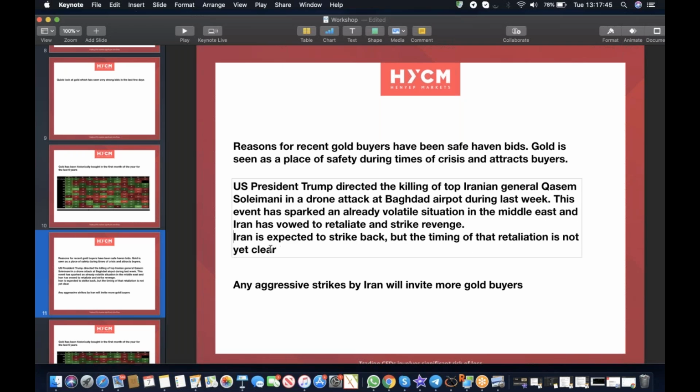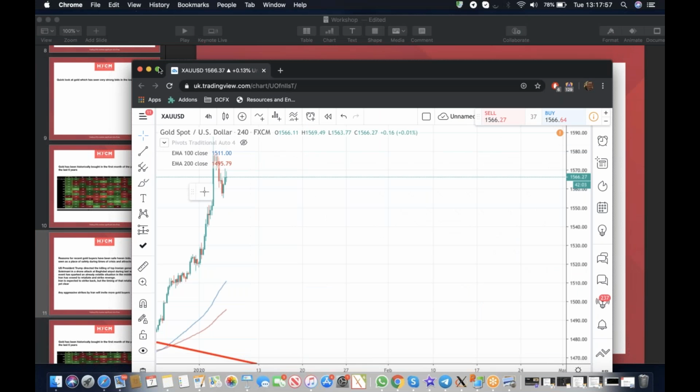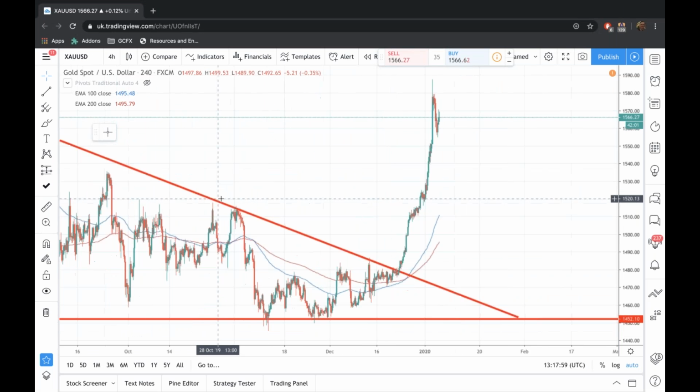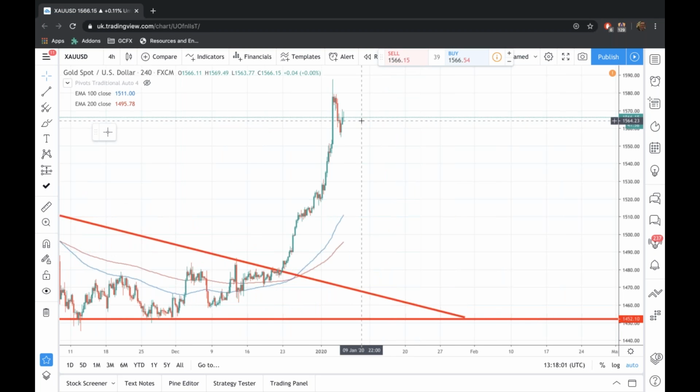Iran is expected to strike back, but the timing of that retaliation is not yet clear. But any aggressive strikes by Iran will invite more gold buyers. So one of the key things to be aware of, when you look at those strong moves in gold, this has been a market that's really moving, okay? If the Iranians do strike back, then I'm expecting more gold buyers at market.